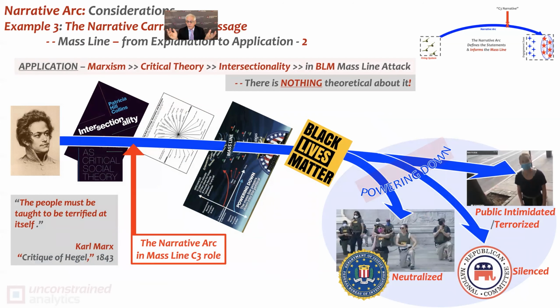You have the application. We've taught intersectionality. We've showed it's critical race theory. So here you have the application from Marxism to critical theory, to critical race theory, to intersectionality, to the BLM mass line attack. Right there. You can't get any more purely Marxist than this. What happened? They powered down. They neutralized the FBI. They silenced the Republicans, and they directly intimidated, and recorded the intimidation of, citizens in the street, terrorizing them. This does not get any cleaner than this. And there's the narrative arc that did it.